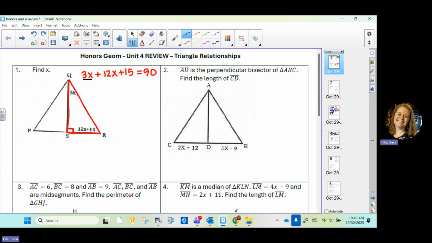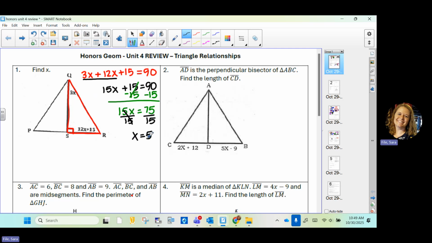So on the left side, I have like terms that I'm going to combine. So I get 15x plus 15 equals 90. And then I'm moving my constant to the other side because there's only one x term here. I'm not going to move x's. So I'm left with 15x equals 75. And then I divide out my coefficient. What I do to one side, I do to the other. And what does that give me?